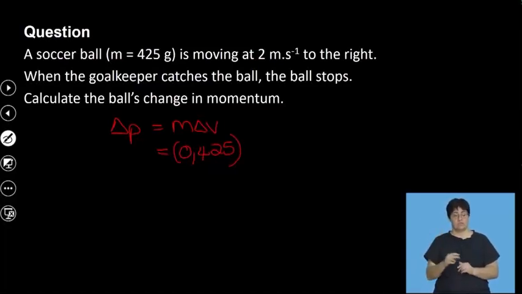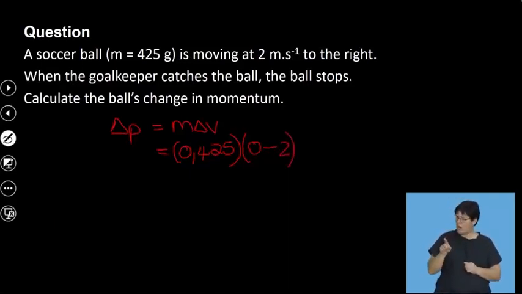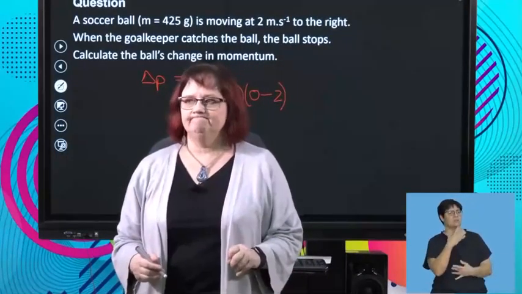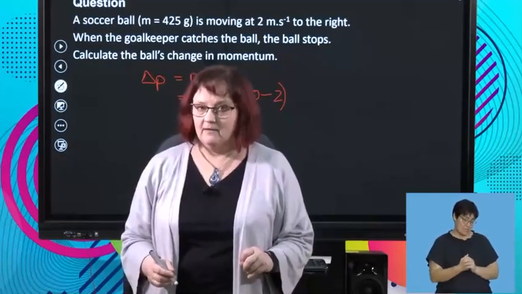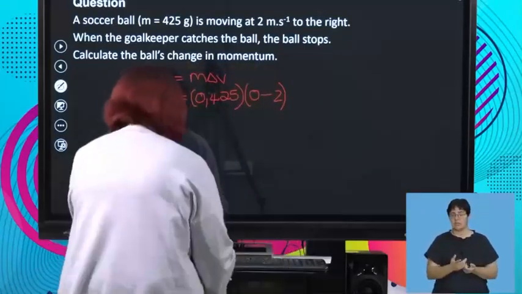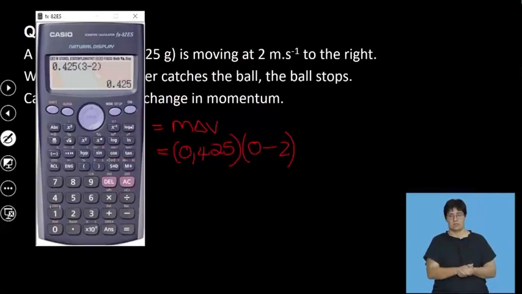Final velocity is 0. Initial velocity is 2. I'm hoping some of you are looking at this and going, hang on, wait. We're going to get a negative answer. Yes, we are. Now I want you to think about whether that makes sense. We'll talk about it. So, in other words, my calculation, 0.425 times 0 minus 2. Okay, we can't use a fraction, so we get negative 0.85.